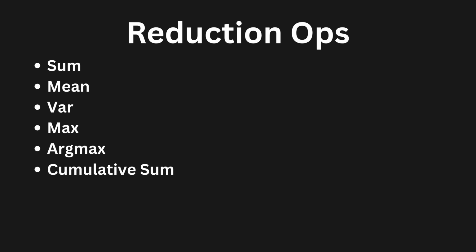There are reduction operations, and this is typically like if we have a 10 by 10 matrix and we take the average across the rows, right? Or just take the average of the entire matrix.